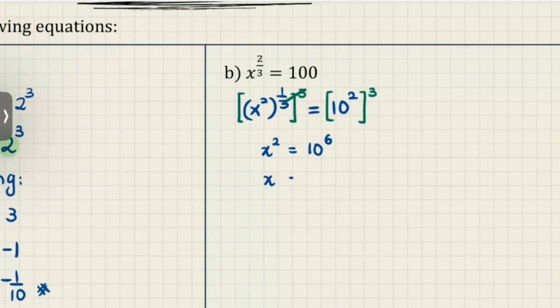Okay, so bila kita pindahkan, dia akan jadi square root of 10 to the power of 6. Okay, bila dia jadi square root, kat sini perlu ada plus minus. Kenapa kena ada plus minus? Sebabnya bila power kita even number, x can be positive and it can also be negative value. Kan? Contohlah kita ada negatif 2 kuasa 2 kita dapat 4 dan 2 kuasa 2 pun kita still dapat 4. So ada possibility negatif dan juga positif dekat situ.